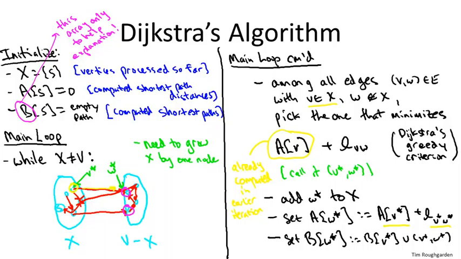And then what is the shortest path? It's just the shortest path previously computed to V star plus this extra edge V star W star tacked onto the end. Here's the formal statement we're going to prove.